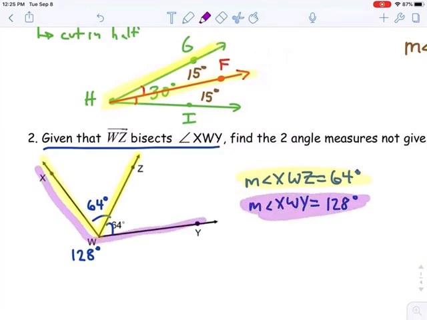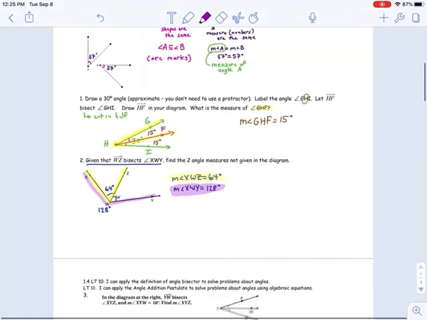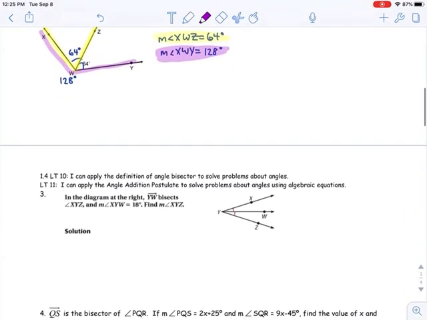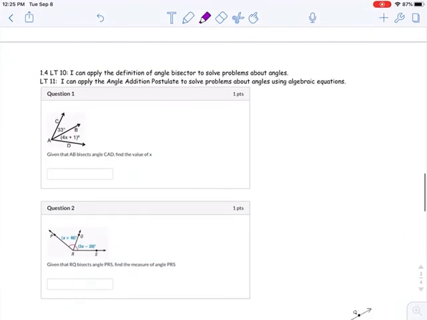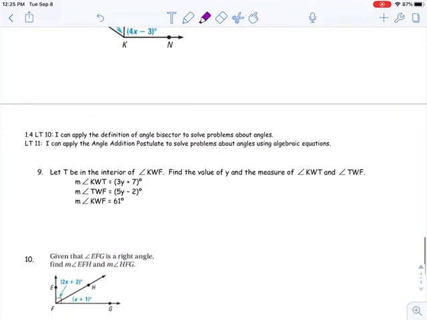Alright, so we're just going through some common sense problems, starting at the very basics. In the next videos, we're going to start to incorporate some algebra. Looks like it's so much fun. Alright, stay tuned.